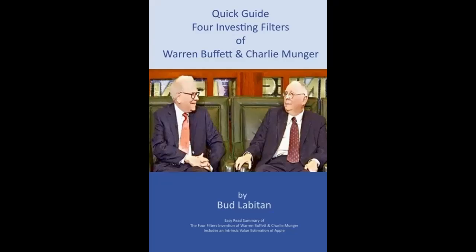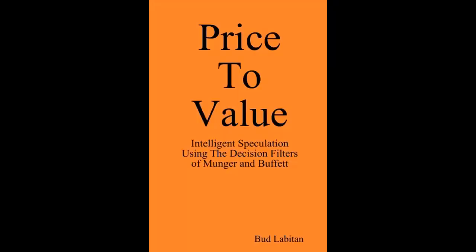Warren Buffett said it best. An investor cannot obtain superior profits from stocks by simply committing to a specific investment category or style. He or she can earn them only by carefully evaluating facts and continuously exercising discipline. Price to Value is about intelligent speculation. It is about decision framing and using the decision filters of Charlie Munger and Warren Buffett.